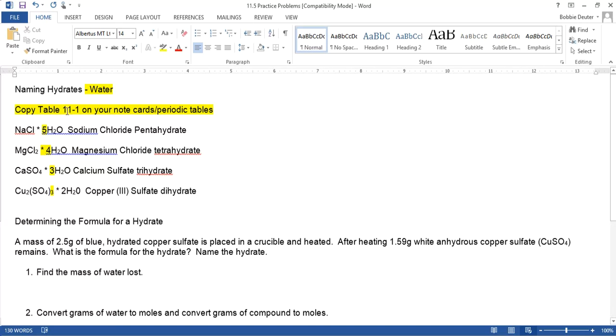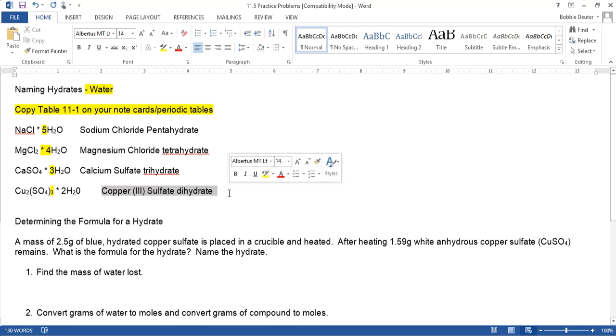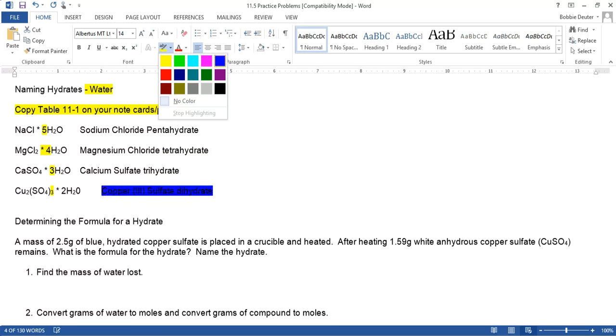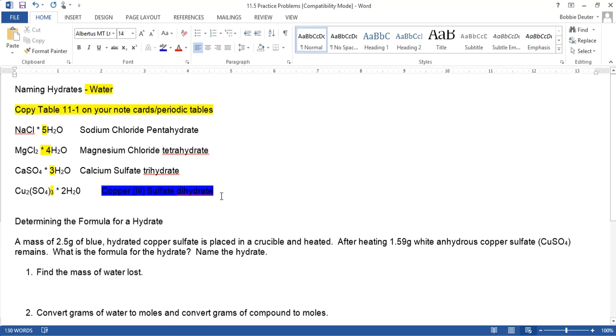So why do we have these hydrates, which seem to be so different than everything else? If we look at copper sulfate dihydrate, when this is in its hydrate form, it's a beautiful blue color. It's gorgeous. If we heat it up, the water molecules get removed because the water is going to evaporate. The ionic compound cannot just evaporate out. An ionic compound has a much higher melting point than water, and so the water will evaporate out.